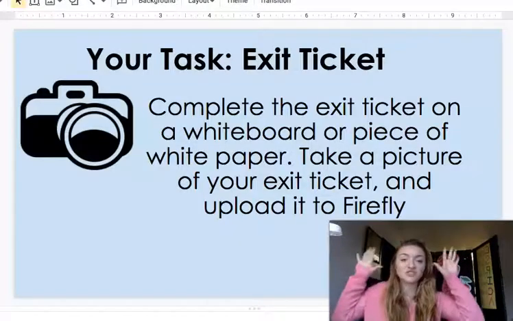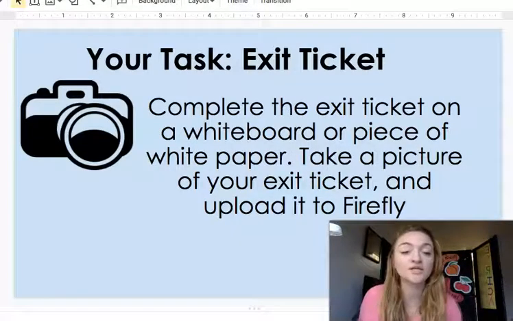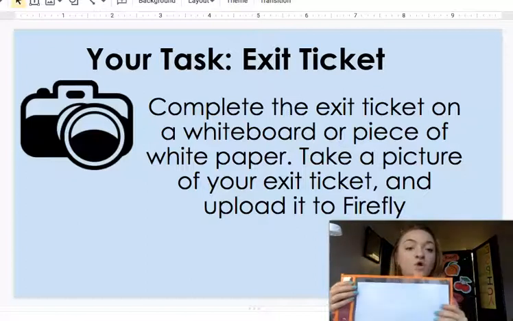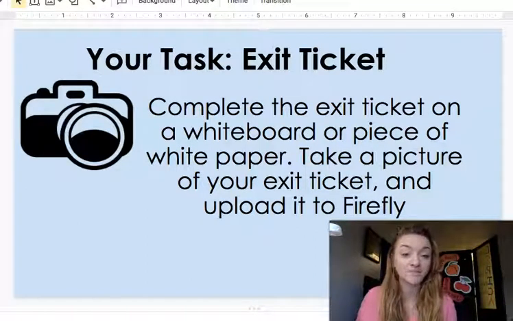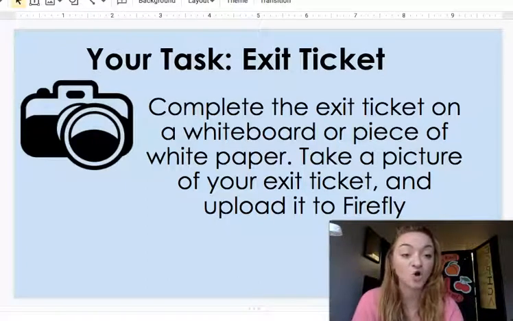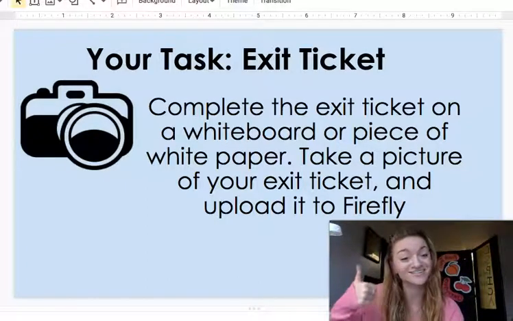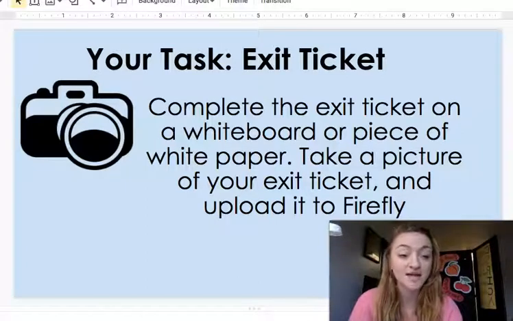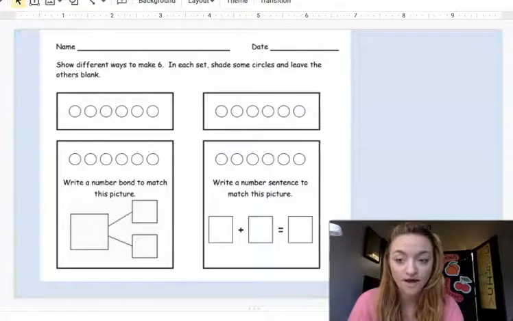And we've made it to our exit ticket, friends. You're going to complete your exit ticket on a whiteboard or a piece of white paper. Take a picture and upload to Firefly. This is going to show us that you watched this lesson and that you can make number sentences and number bonds. All right, so here is your exit ticket.